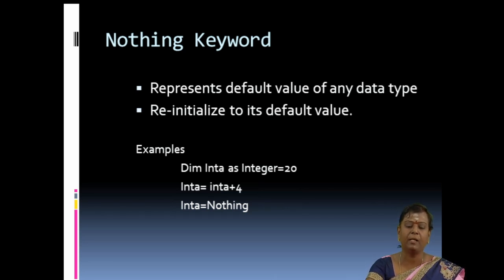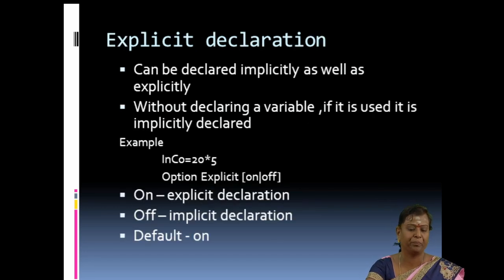See, in the example, we have assigned a value for the inta variable as 20 and it has been incremented by 4. So the inta value will be 24, but after that we have assigned inta = Nothing. So it will go back to its default value. The default value will be assigned. The default value of Integer is 0, so a 0 value will be assigned to this inta.